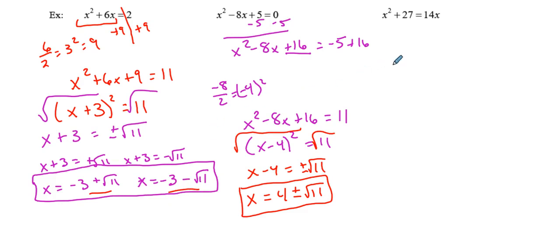So let's try one more. And again, if you notice this one, the 14x is over on the right side while the 27 is on the left. So again, it's just a matter of manipulating the problem so that we have the x squared term and the x term on the same side and the non-x term on the opposite side. So now that we've got it set up, we'll just continue this, square that.